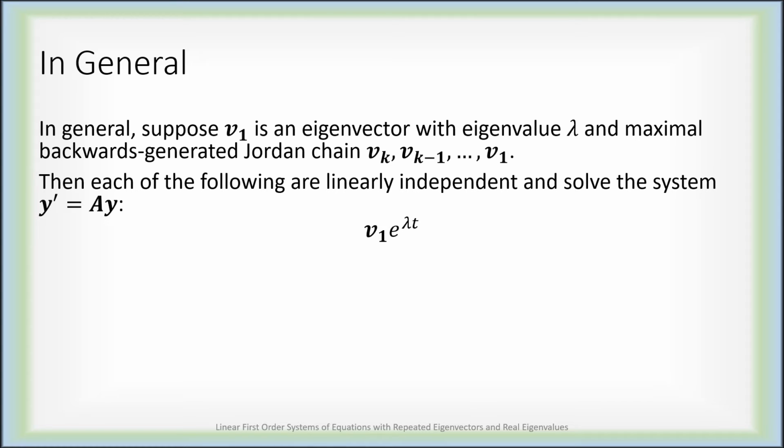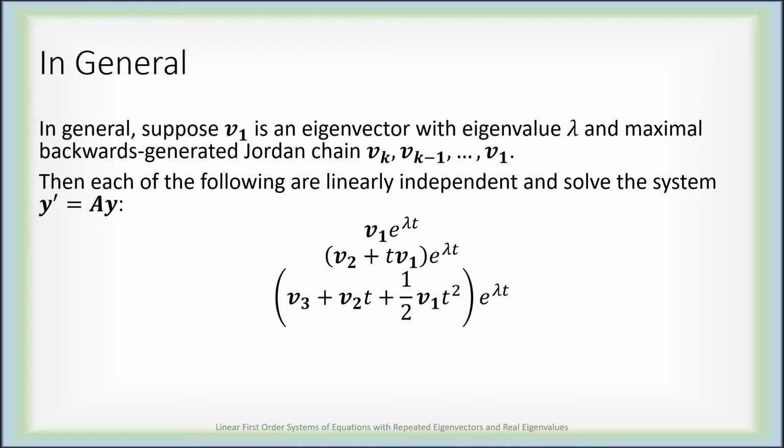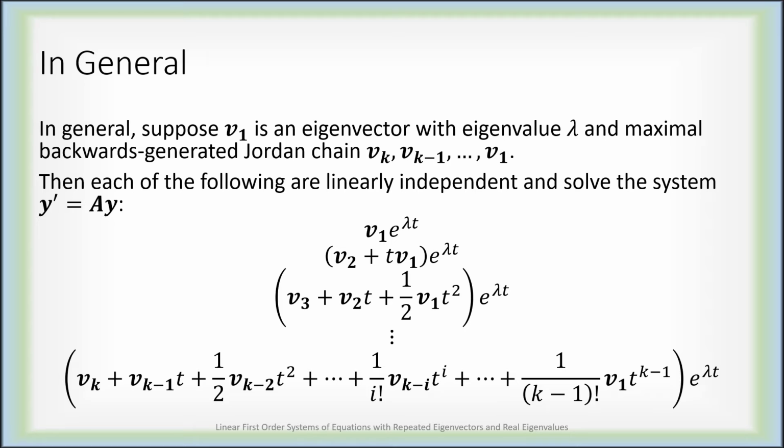Well, we've got our standard v1 e to the lambda t. Next, (v2 plus t v1) e to the lambda t. We just worked with that on the previous slide. The next function would be (v3 plus v2 t plus a half v1 t squared) e to the lambda t. The general form is vk, then v(k minus 1) t, then a half, 1 over 3 factorial, 1 over 4 factorial, and so forth. You're dividing by factorials and multiplying by corresponding powers of t as you count your way through your backwards generated Jordan chain, all times e to the lambda t. So this, in general, will now give you k linearly independent solutions to the differential equation.